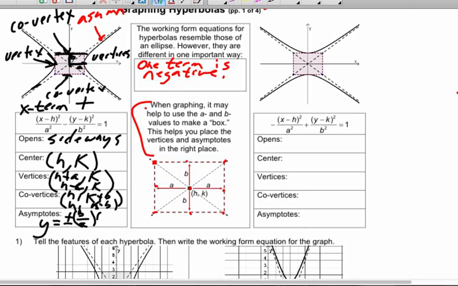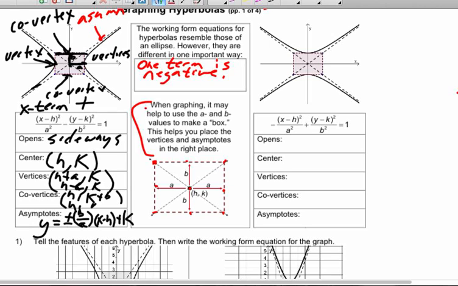And then it will be y equals b over a times (x minus h) plus k. And this gets us the equation of our asymptotes in point slope form. And again, to graph these things, it helps to have the box on here. Okay, so that's one opening sideways.